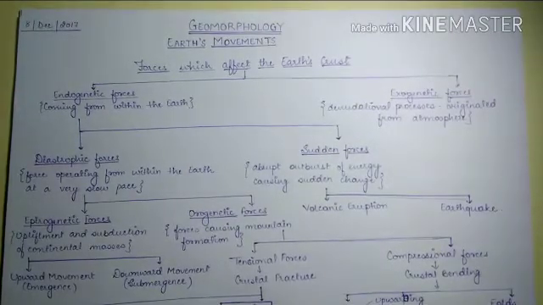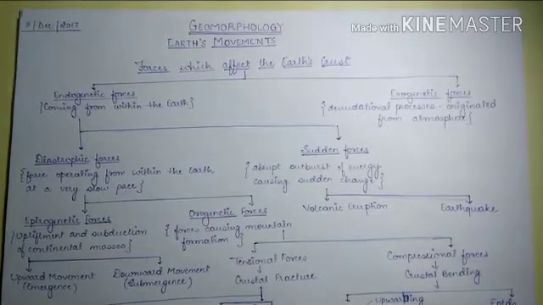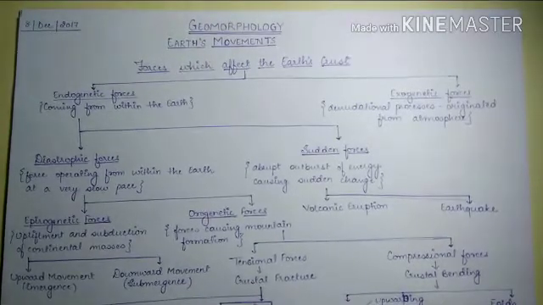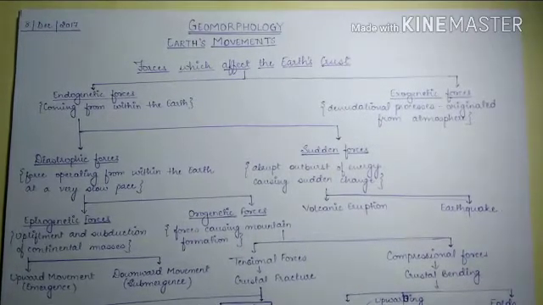So in endogenetic forces, there are two types of forces: diastrophic forces and sudden forces. Diastrophic forces are very slow, and you cannot notice them in your lifespan. And sudden forces are abrupt outburst of energy causing sudden change, like volcanic eruption or earthquake. They come in sudden forces.